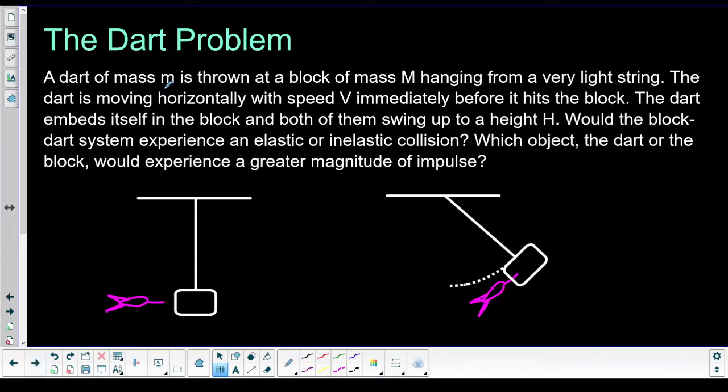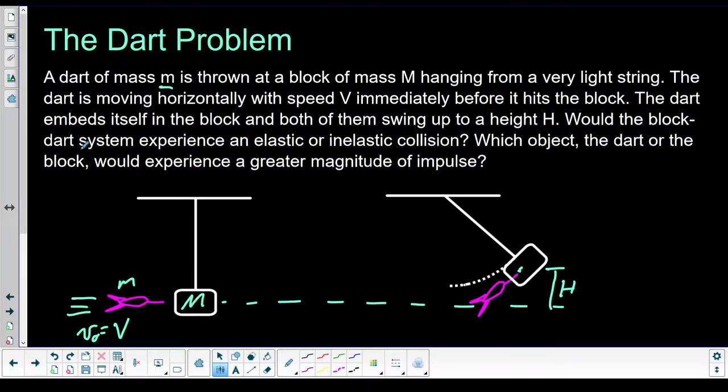A dart of mass m, so all right, little m here, is thrown at a block of mass capital M, hanging from a very light string. The dart is moving horizontally with a speed v. Okay, so this thing's zooming. Velocity initial equals v. Immediately before it hits the block, the dart embeds itself in the block, and both of them swing up to a height h. So from here to wherever the center of mass is, probably like there-ish, this height is h.